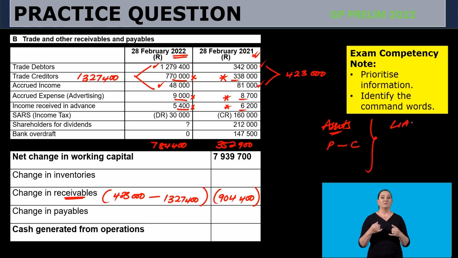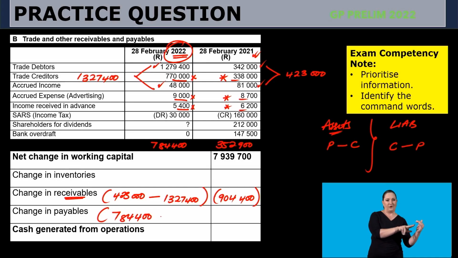With the liabilities now, it will be current minus previous. So I'm going to come here now. I'm going to say current is 2022. So I'm going to say 784,400 minus the previous, which is 2021. That is 352,900. I close my bracket.